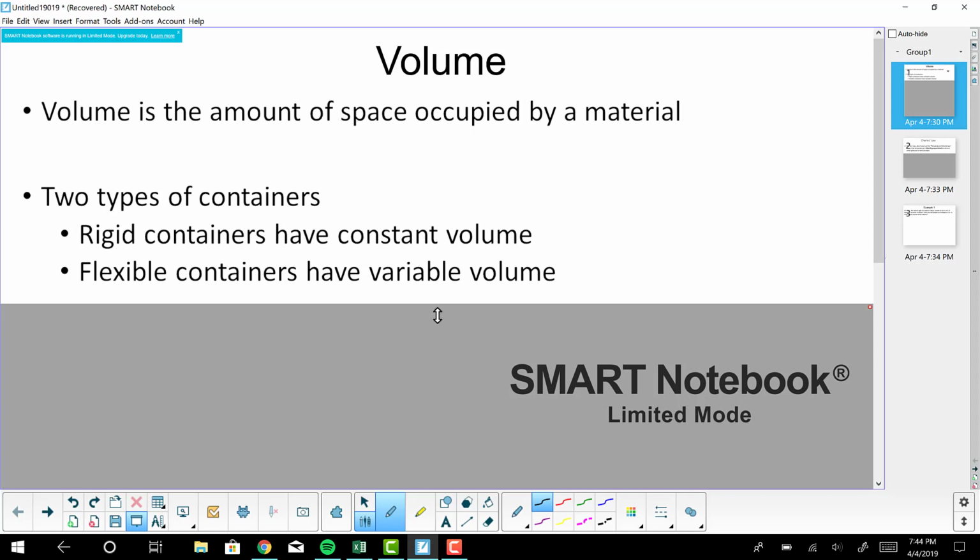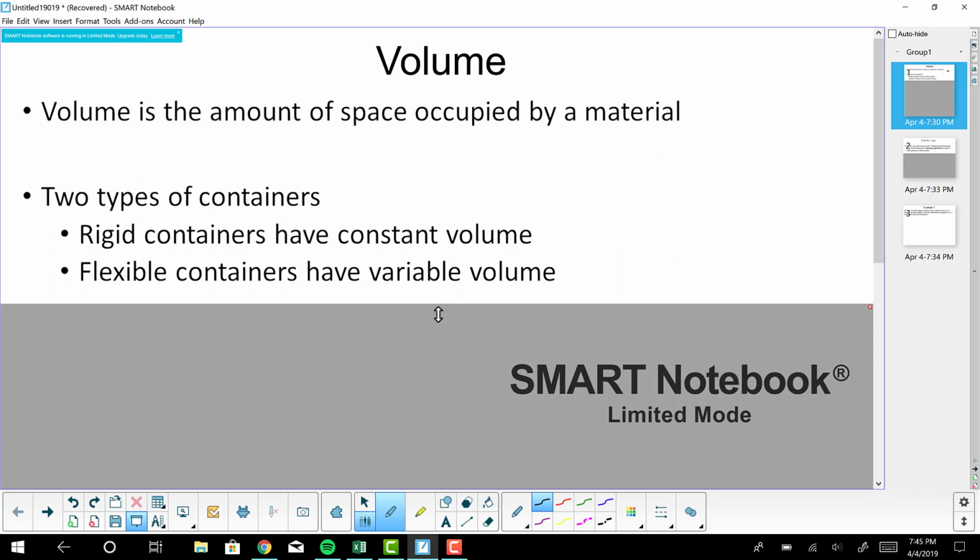And when we think about these containers, as we move forward, when we talk about examples, we need to keep in mind, do we have a rigid container or do we have a flexible container? Because if we have a rigid container, then the volume can't change. The volume has to be the same the whole time. And so today when we talk about Charles's law, we have to have flexible containers.